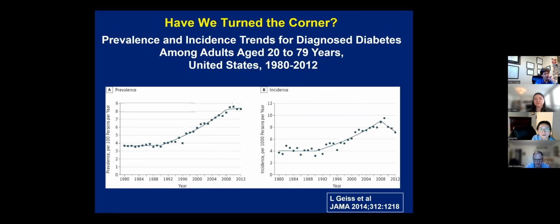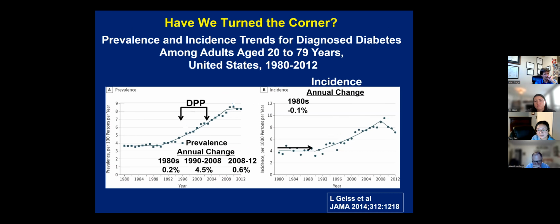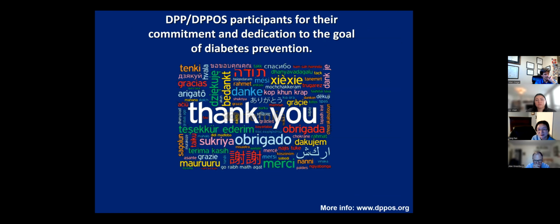So we are still following it. In the US, the diabetes prevalence seems plateaued, but in Asian countries, it's still skyrocketing. But we believe that over the past 20, 30 years, DPP has played a role.